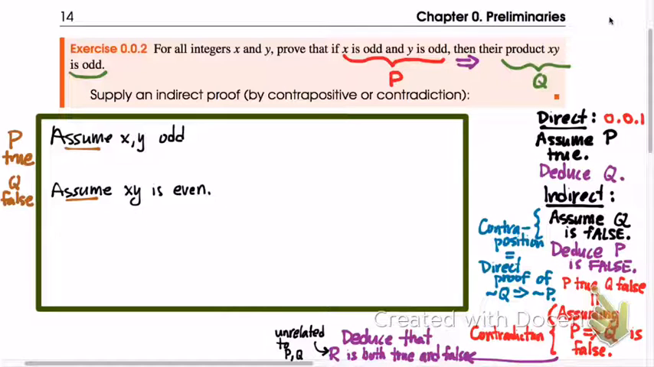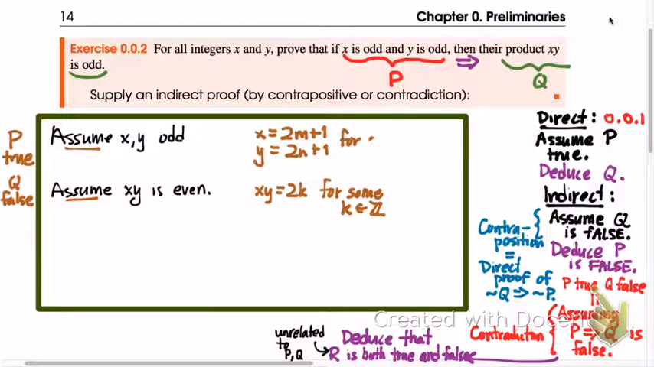So from there I just said that there was a k, so that xy equals 2k. So it's even. xy is equal to 2 times k for some integer k. And I also didn't get a chance to write down how you used the oddness. You said x was equal to 2m plus 1, y equals 2n plus 1, where m and n are integers.